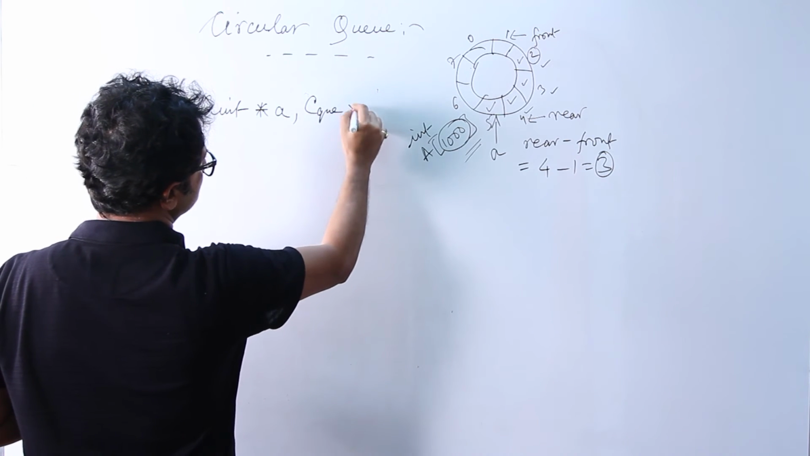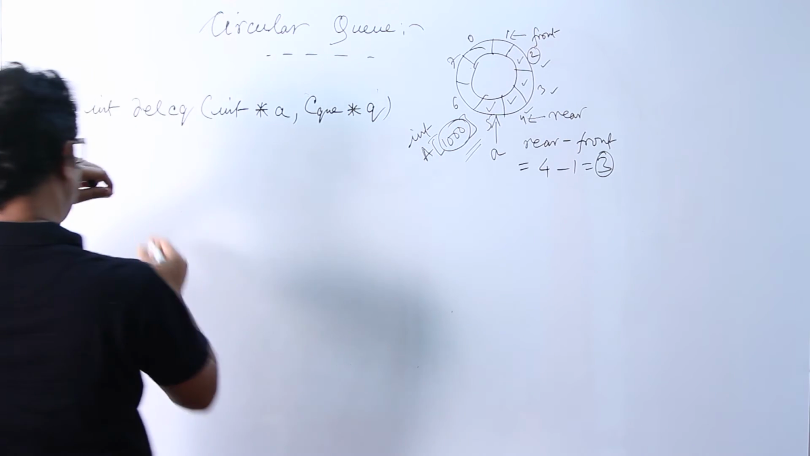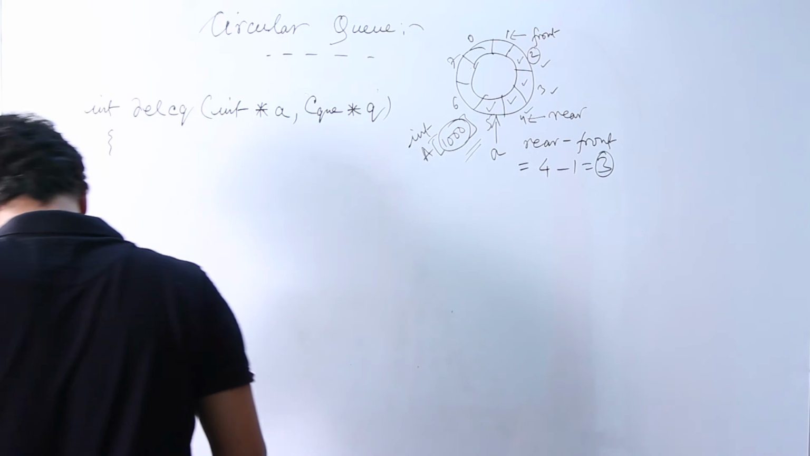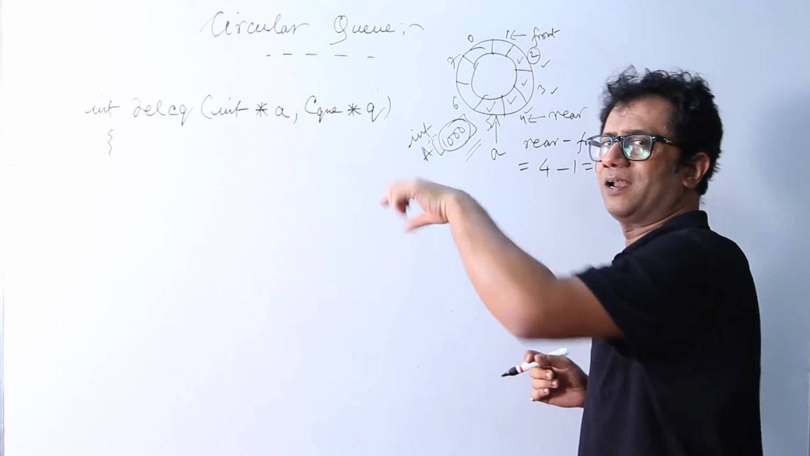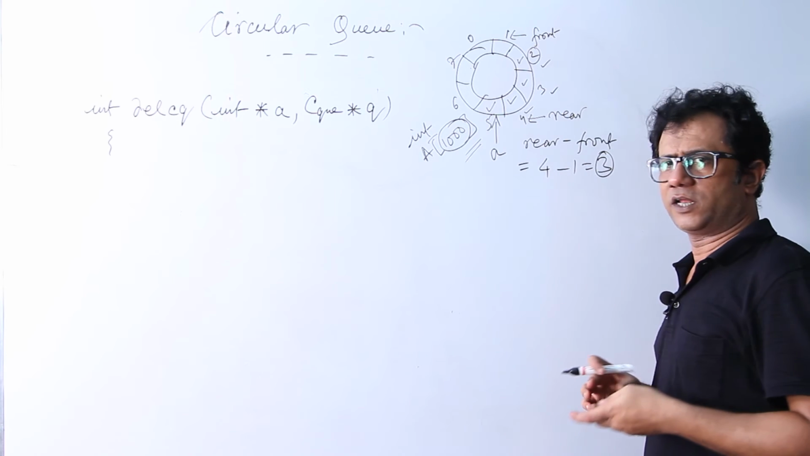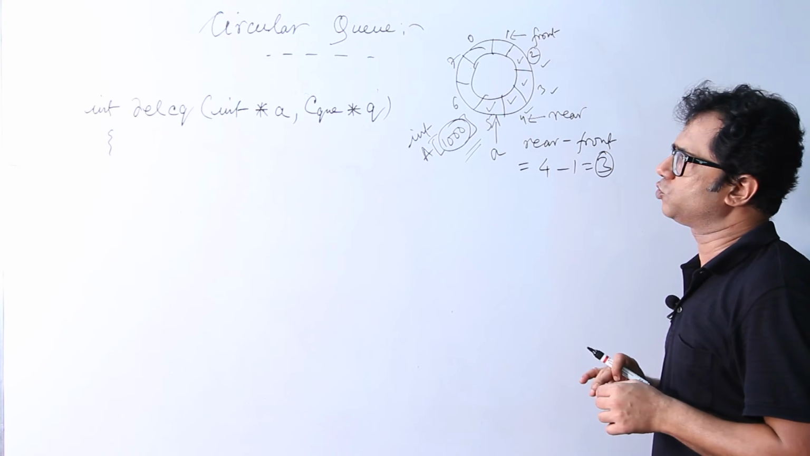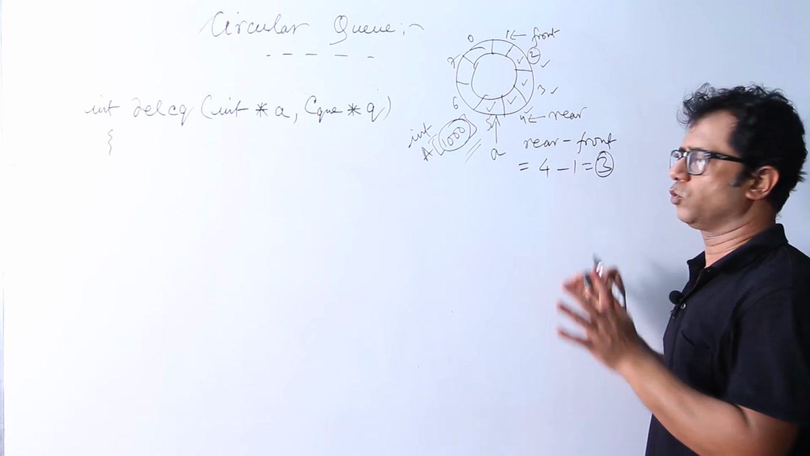In del cq we will write: int star a and cq star q. Now what we are going to do is to check whether the queue is empty, because we are going to delete from the queue, and if the queue is empty, then naturally we will not be left with an option to delete any element from the queue, because the queue is empty.